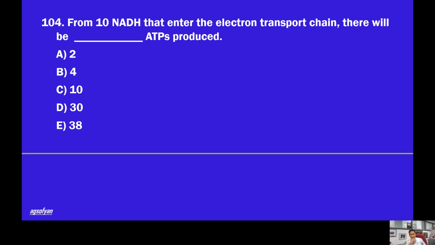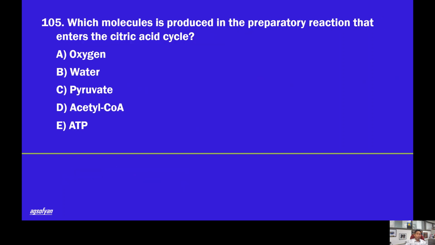104. From 10 NADH that enter the electron transport chain, there will be blank ATPs produced: 2, 4, 10, 30, or 38. The answer will be 30 because each NADH will produce 3 ATPs. So 10 times 3 is 30.